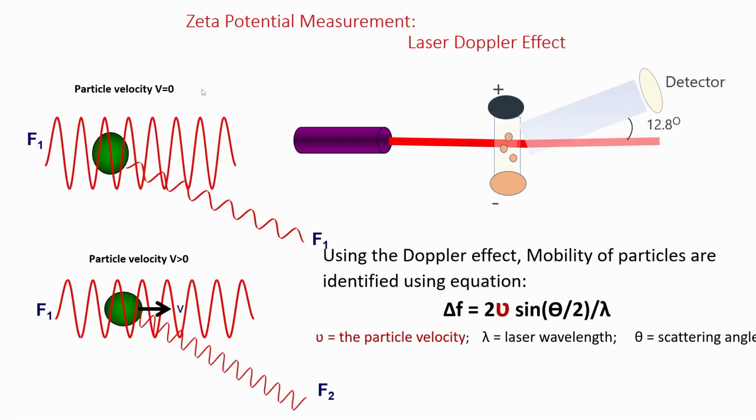Now let us see the concept of laser Doppler electrophoresis. So this is the design. Here we can see that the laser light is passed through the colloidal particles in a solution to which an electric field is applied, and the scattered light is measured by a detector which is placed at 12.8 degrees.